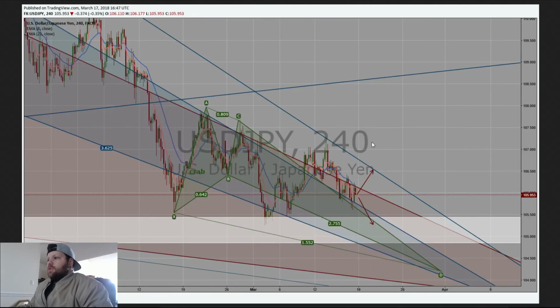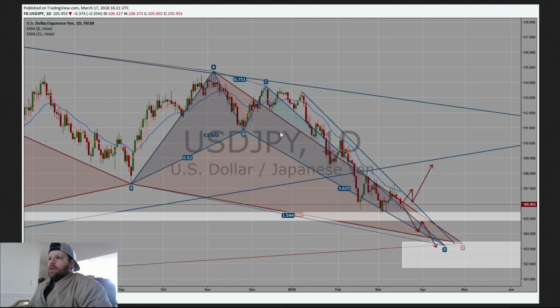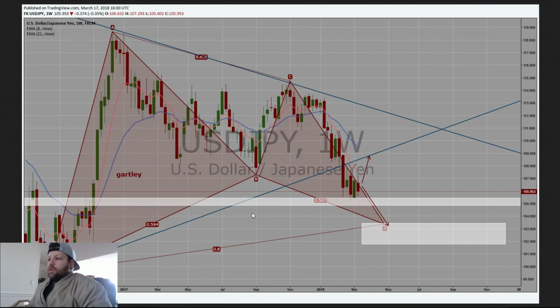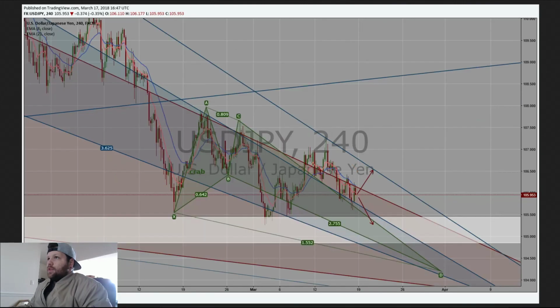That's what I expect to see with UJ, is some sort of bearish momentum, maybe a retest, if not a break of this zone, and then continuing down to at least complete the crab pattern that I've drawn on the 4-hour time frame, if not the crab pattern on the daily, or excuse me, the Gartley on the weekly. That's what we're looking at with UJ.